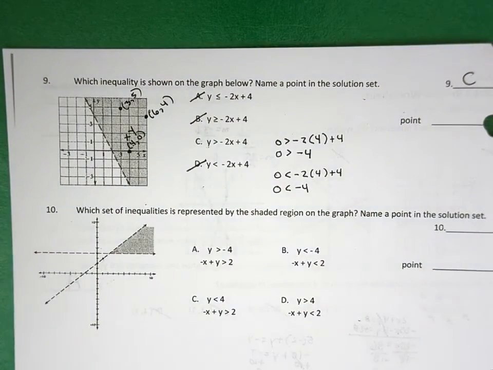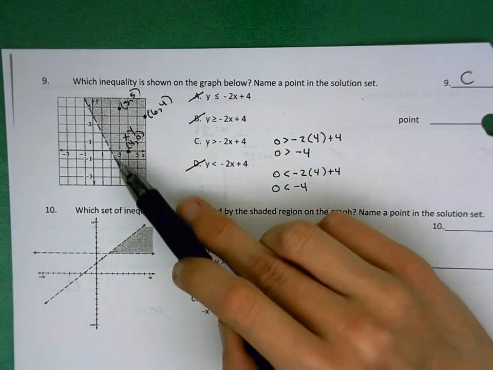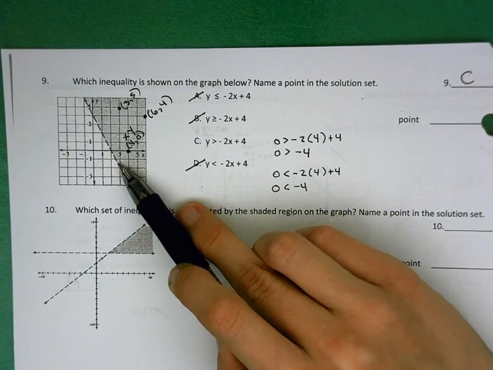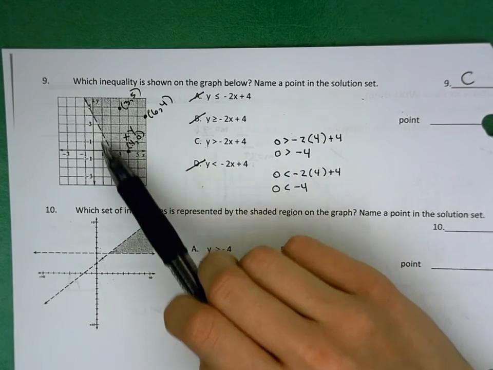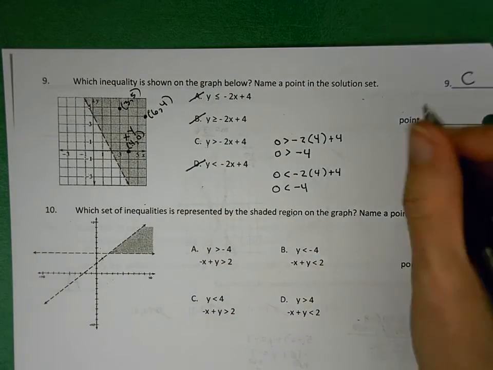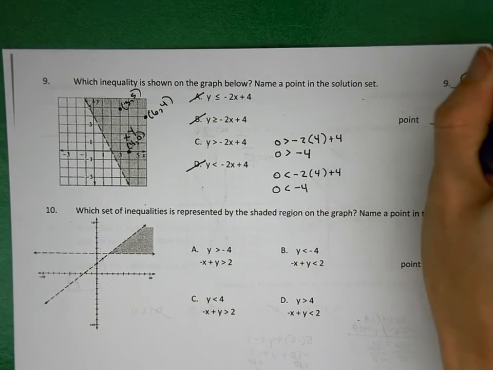The ones you cannot pick are the ones on the line itself, because this is a dotted line. If it were a solid line, you could pick one, but because it's a dotted line, this in essence acts kind of like a shadow on the side of our solution set. We can't pick any of them. None of those are solutions. So you want to pick one that's in here in the shaded region. I'm going to go ahead and pick that 4, 0 that I used as my testing point.